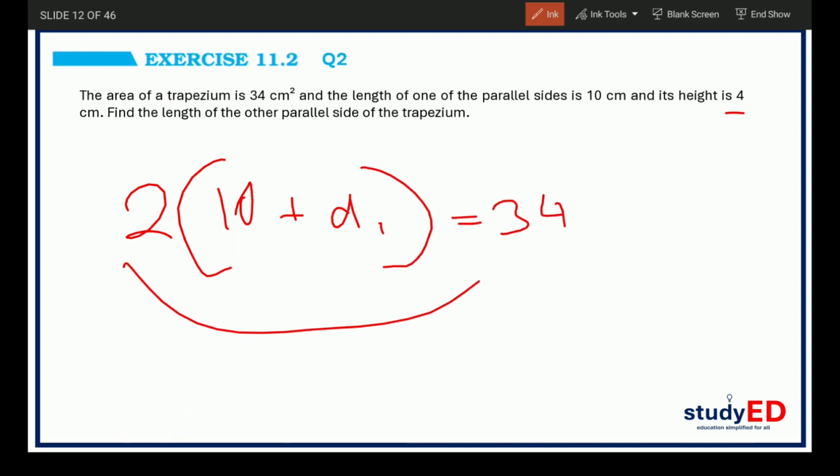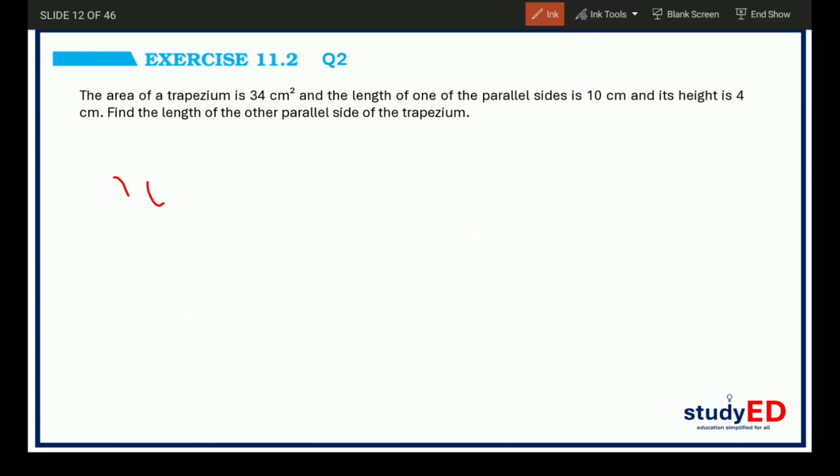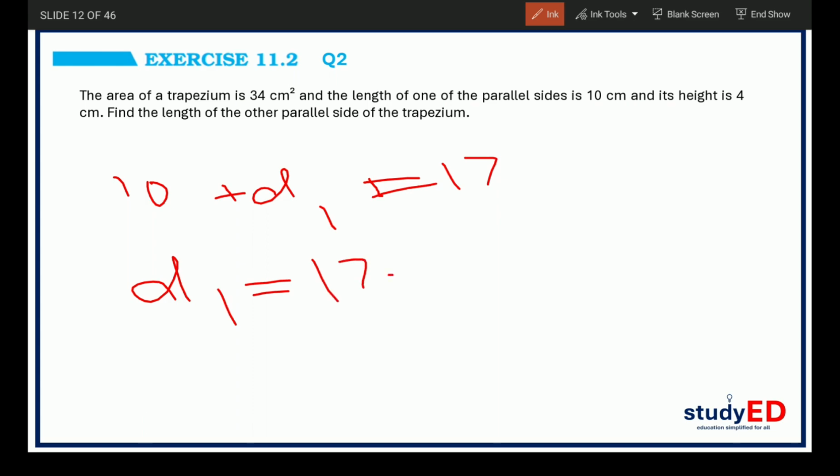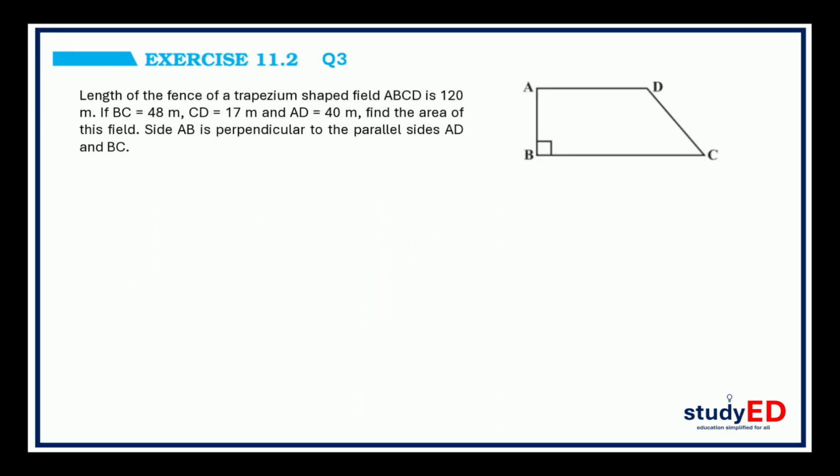So we transpose this 2 over here. So 10 plus d1 is equal to 34 by 2 or 17. Now again 10 plus d1 is equal to 17, and therefore d1 is equal to 17 minus 10 aka 7. Therefore we got the answer that the other parallel side of the trapezium is going to be 7 centimeters. Hope you guys got that question. Let's now move on to the next one.